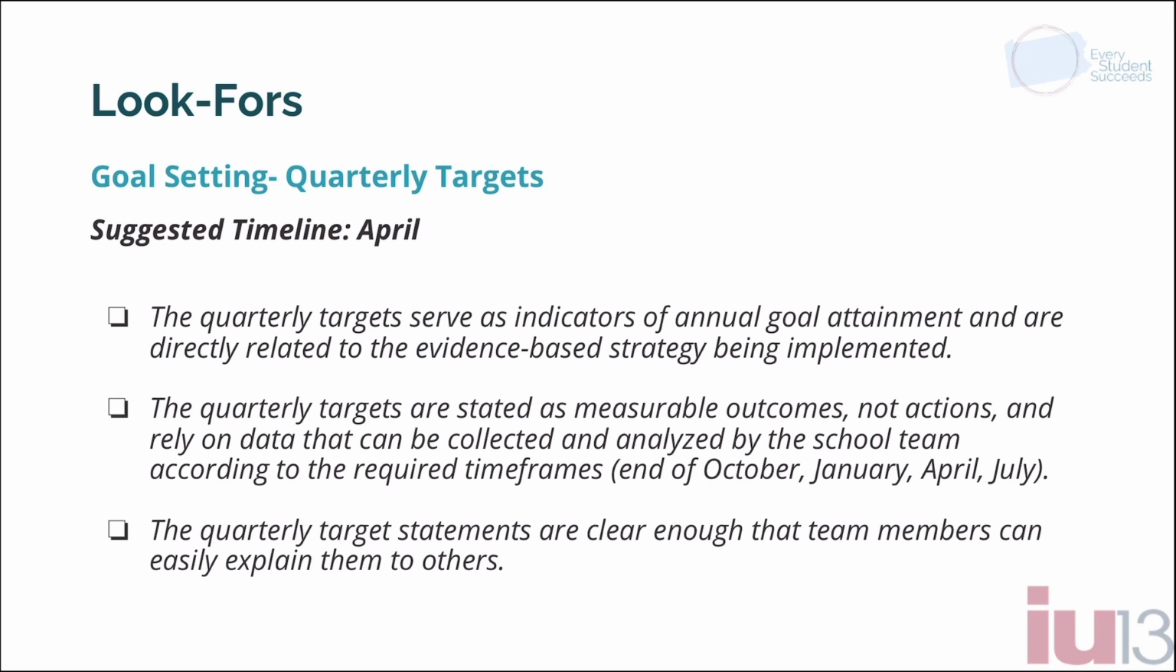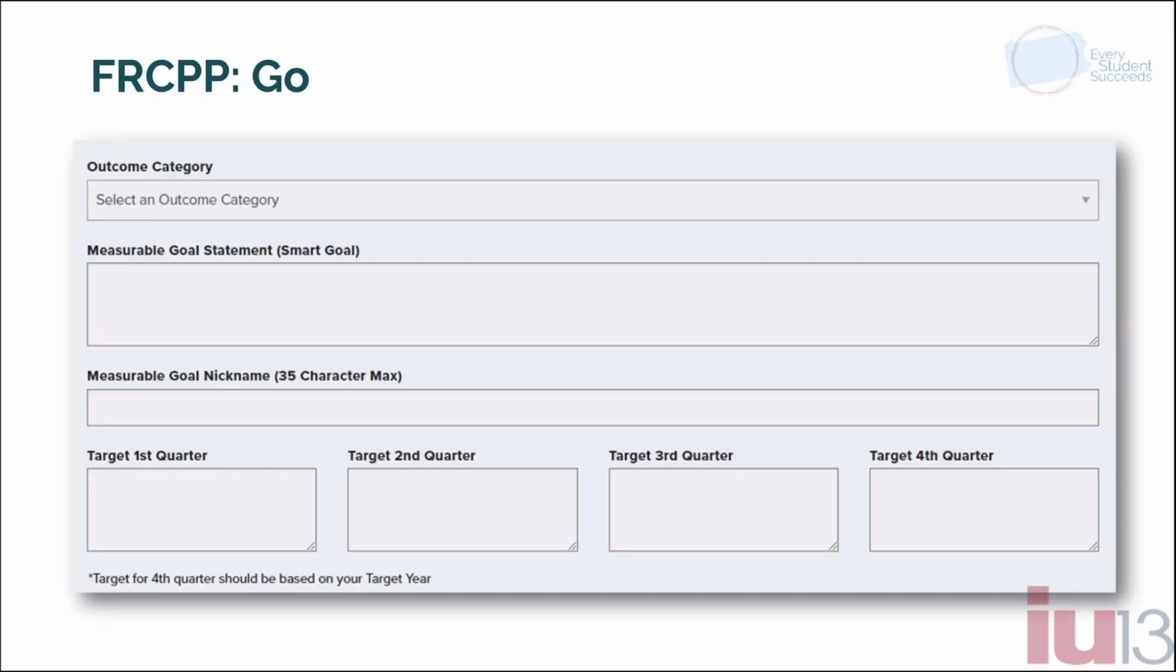Also, consider how the goals are written. Is it clear how their data will be calculated? Confusing goals lead to confusing data collection, which leads to teams not understanding the impact of their work. In the FRCPP, teams will align a goal to an outcome category, an essential practice, and then enter their annual goal and the associated quarterly targets. The fourth quarter target is also the annual goal.